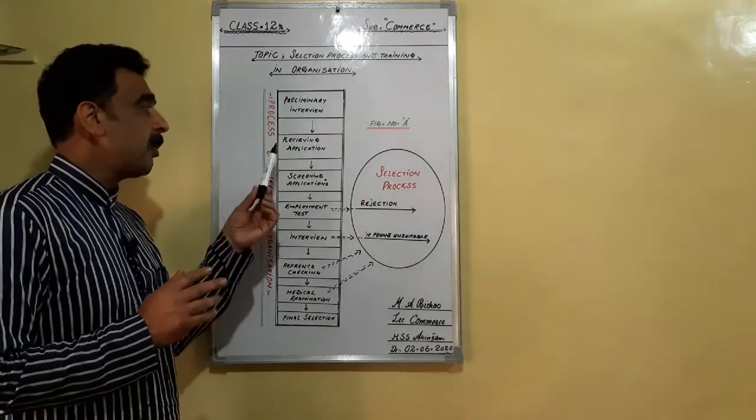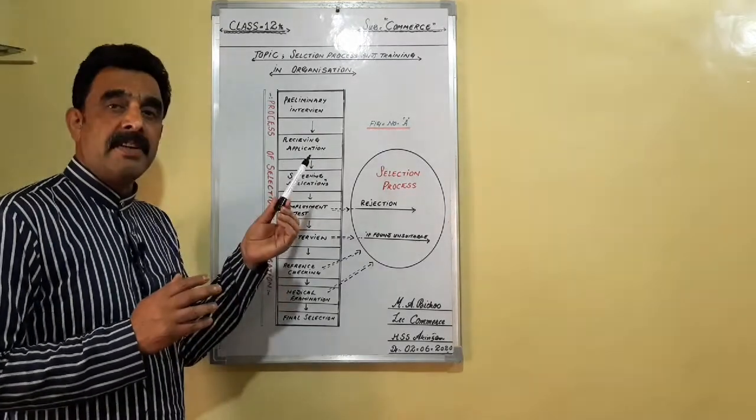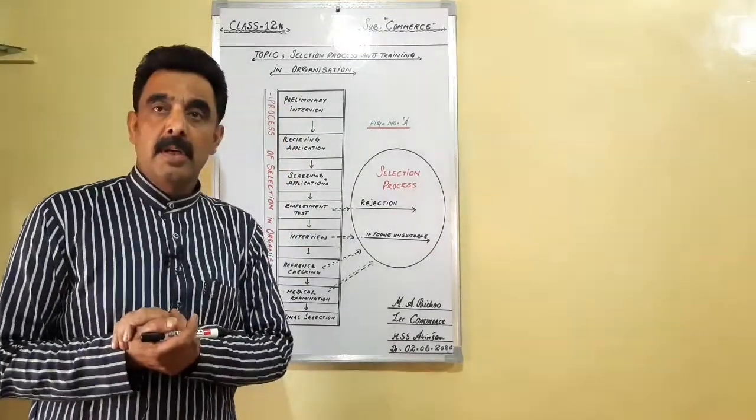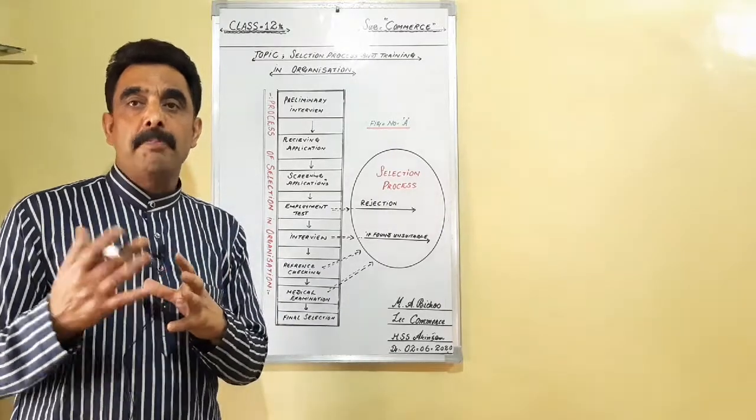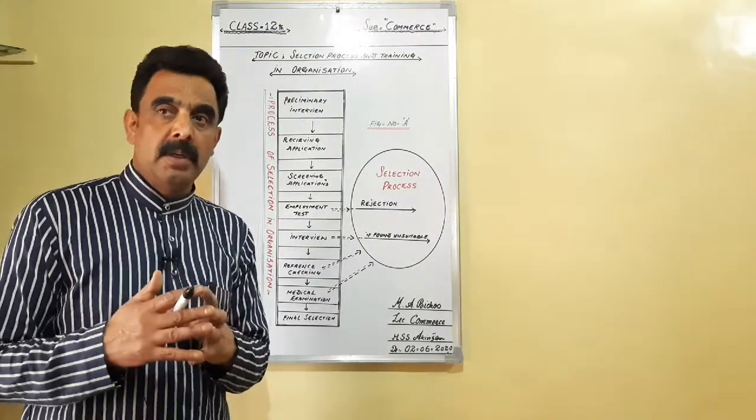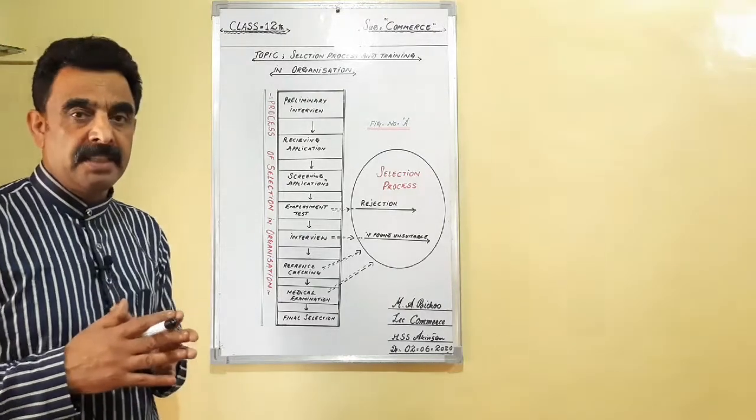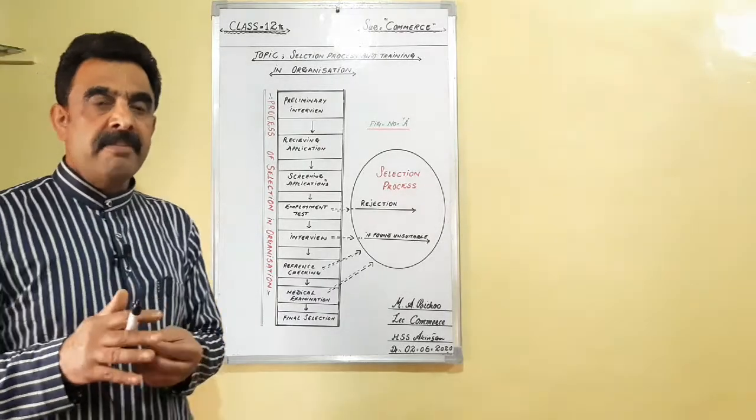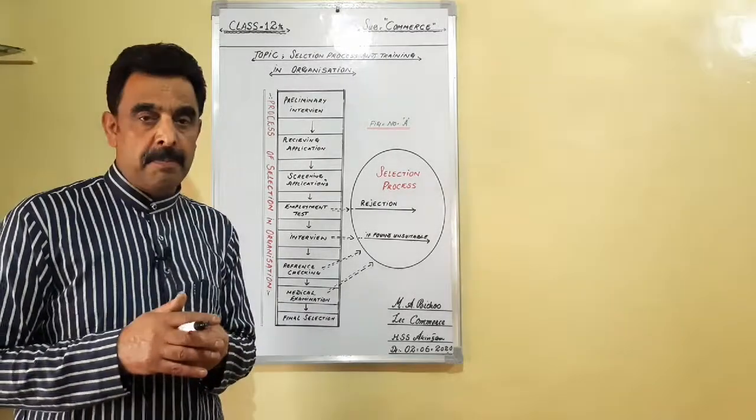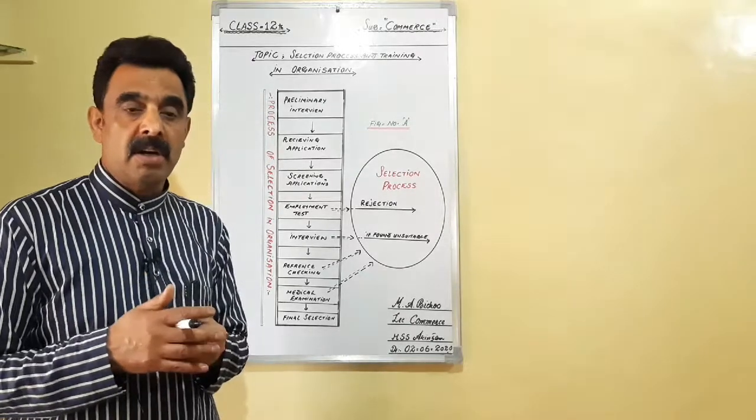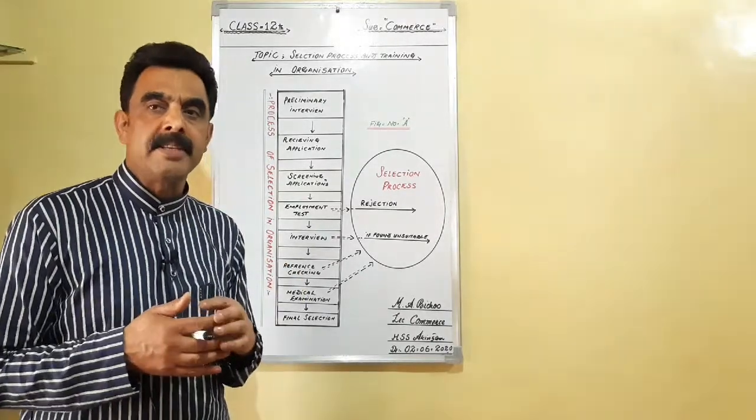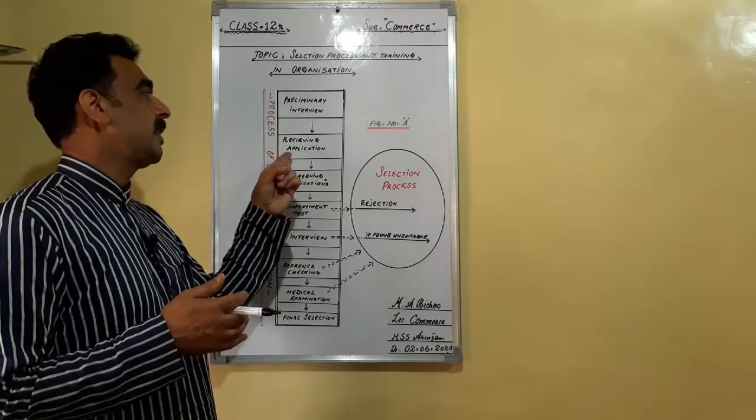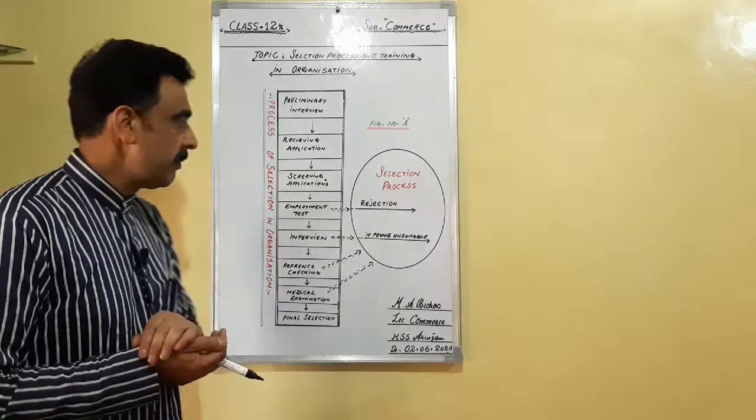Now the second process is receiving application. After the preliminary interview, potential employees apply for a job by submitting applications to the organization. The application gives the interviewers information about candidates like their biodata, work experience, hobbies, and other interests. This is the second process, that is receiving application.